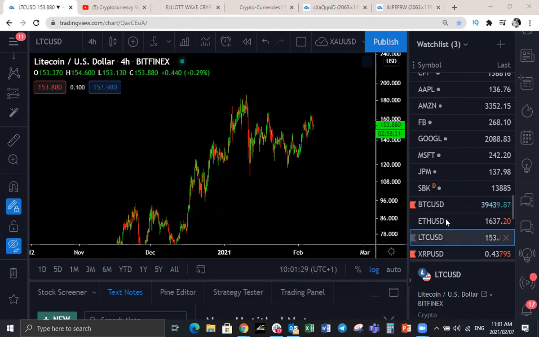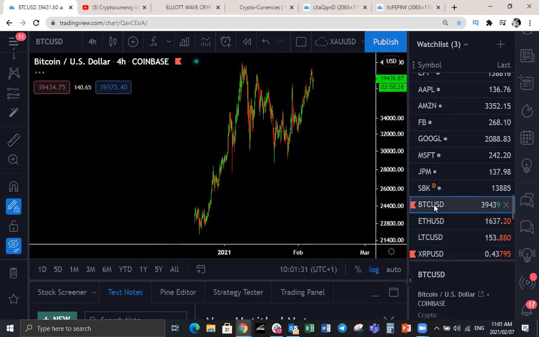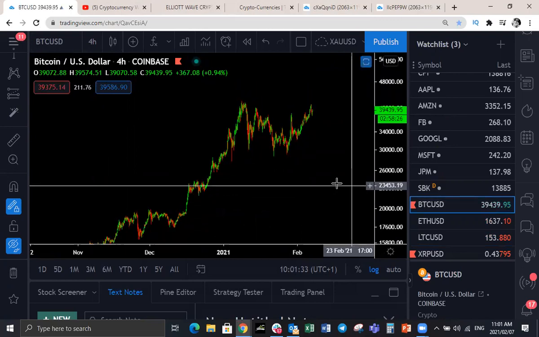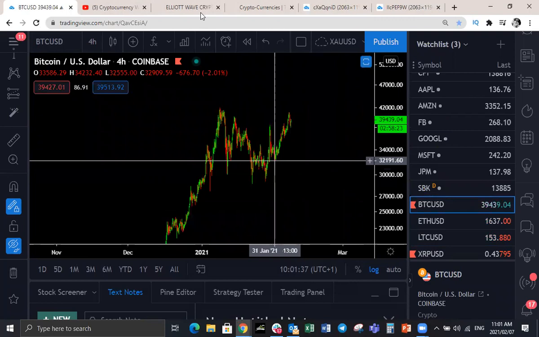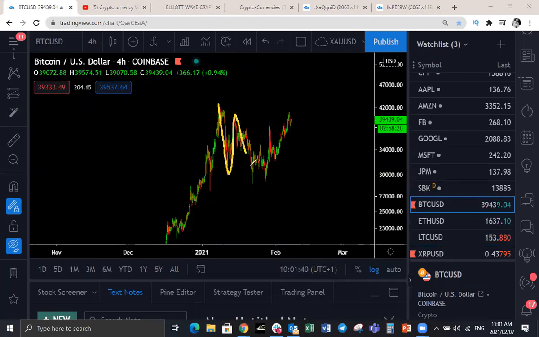Right, let's go through Bitcoin now. This is Bitcoin. Similar to Litecoin, as much as we forecasted that we're going to have 1, 2, 3, initially when we came down here, we were looking at this as an ABC structure and looking for this to go all the way to the upside.